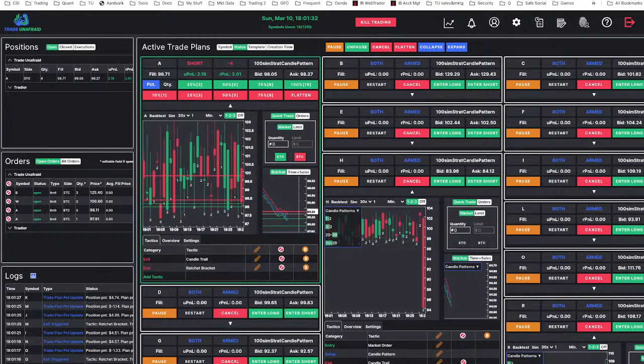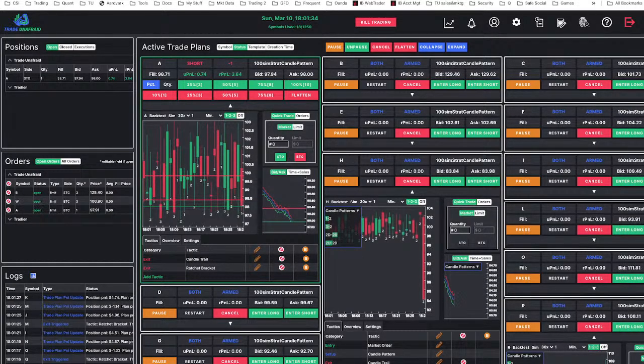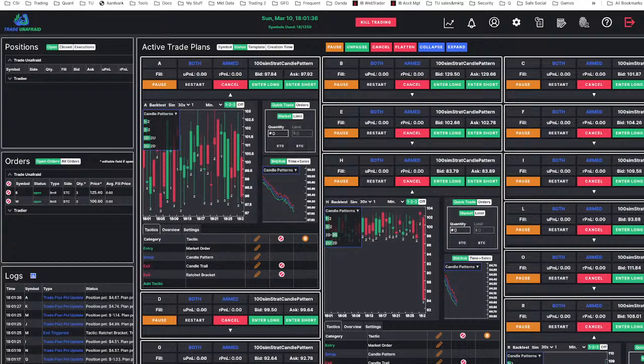And you can see that stop ratchet down. But this I think is the last position. Yeah, so it's flat.